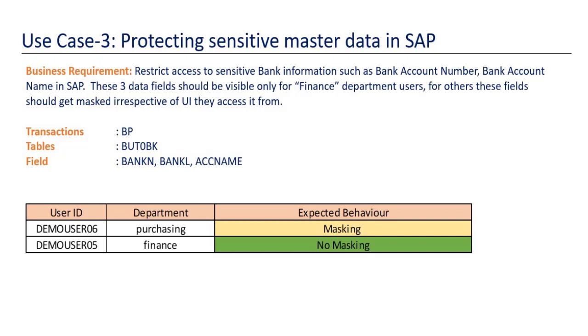In this demo, we have two different users, Demo User 5 and Demo User 6. Demo User 5 is a finance user, whereas Demo User 6 is a purchasing user. This demo is set up so that only the finance user can see sensitive bank account information on a business partner. However, anybody other than the finance group, when they try to look at a bank account or bank account details in SAP for a given customer or vendor, they should see a masked value and not the actual data. Let's see how this looks in the system.